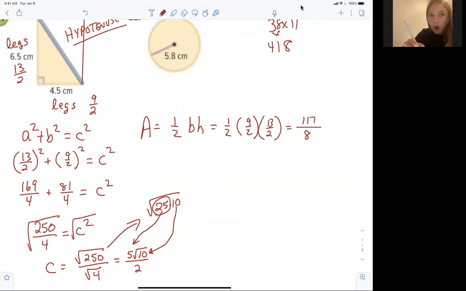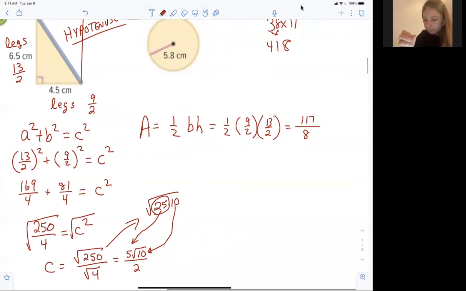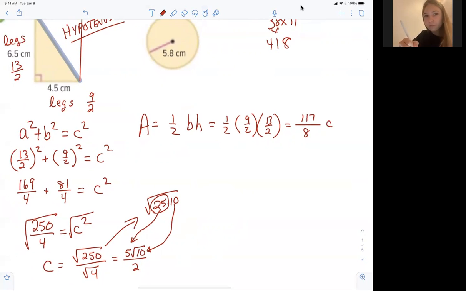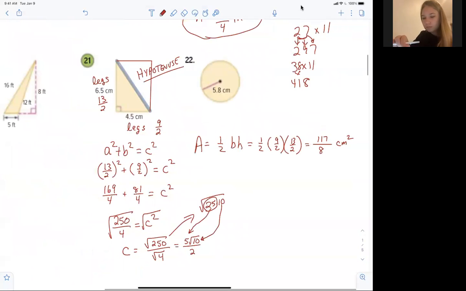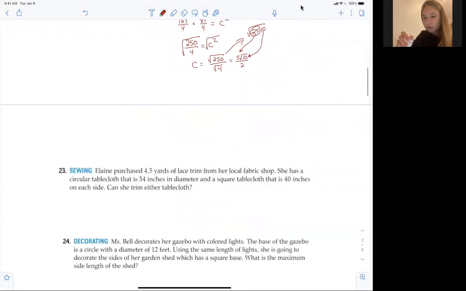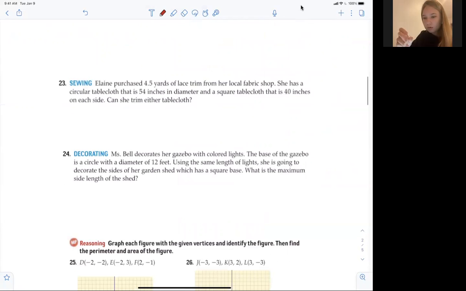Remember, 9 times 10 is 90. 9 times 3 is 27. 90 plus 27 is 117. That's how you multiply a single digit by a double digit. So now we say 117 over 8 what? Centimeters squared. All right, perfect. Thank you for that, Harrison. Moving on. Question 23 now.